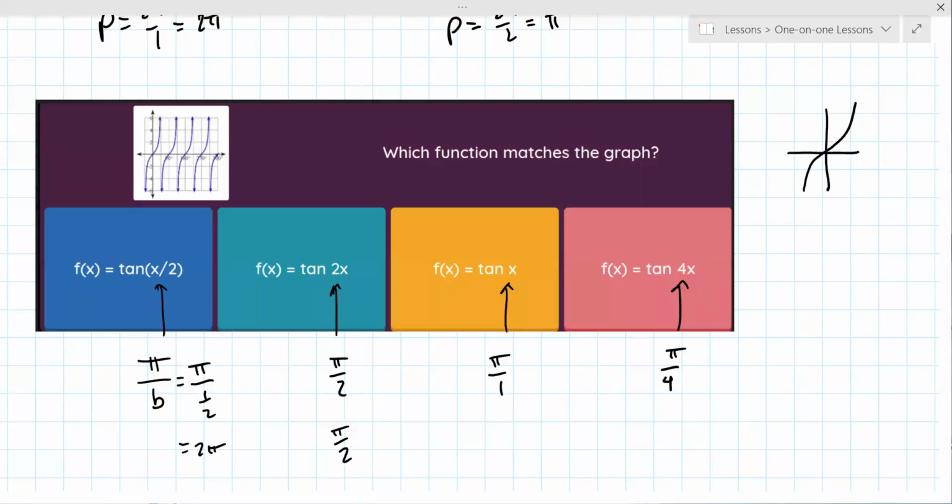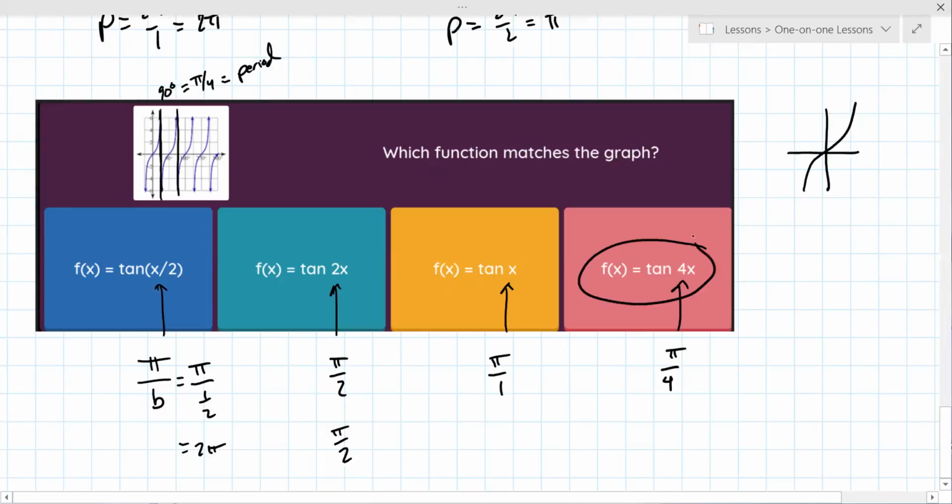So what I'm seeing, and this is where it's a little tricky since you haven't seen it before, is the width between these two lines, this is the period, that is 90 degrees. That is pi over 4, and that is supposed to be the period. So that's why it matches up with this one. So the vertical asymptotes are what define a period for tangent and cotangent. So that one was incorrect. 4x.